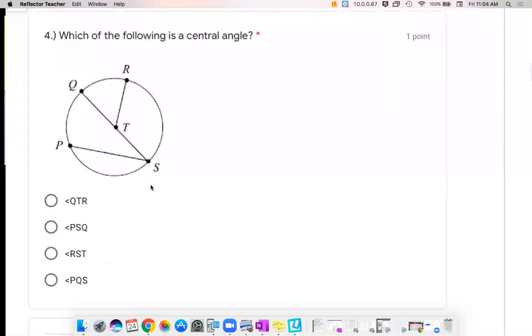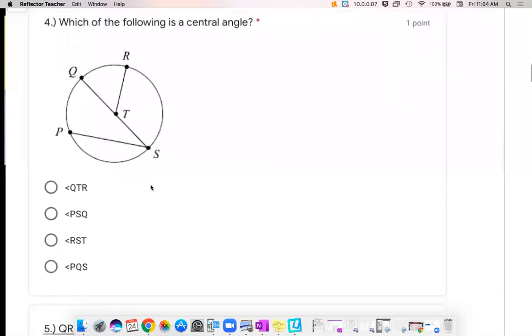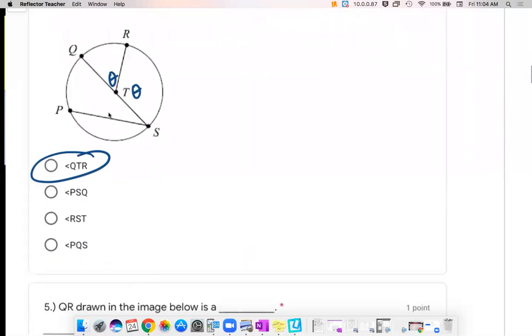Okay, this one says, which of the following is a central angle? So the only central angles I see in here are this angle and this angle. So it's either angle QTR, which is an answer, so it's probably that one, or angle RTS, because these are at the center. So these angles at the middle are going to be your central angles. So that should have been your answer.